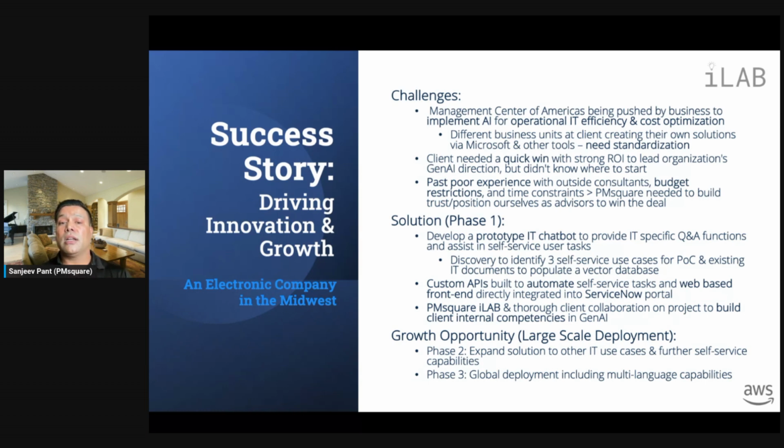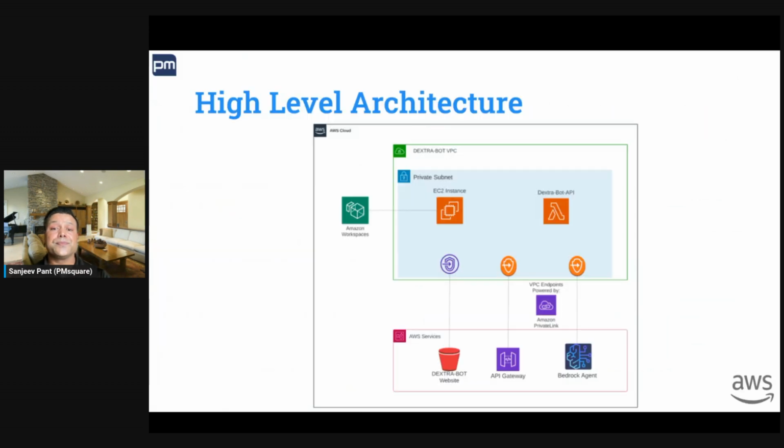Phase one, which is the prototype, integrates with their ServiceNow tickets, and we were able to get this done in 4 to 6 weeks. We spent 4 weeks to build it out, and then a couple of weeks to really test it out and make some bug fixes. The second phase is a large-scale deployment, which we are working on with the customer for the next phase.